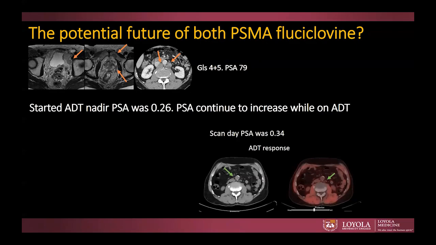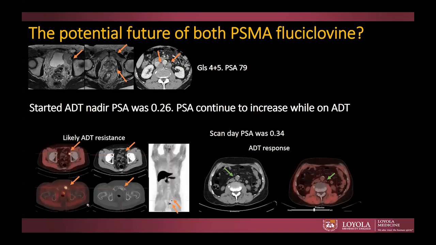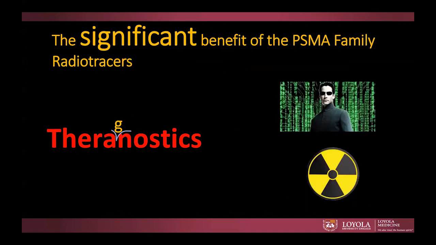And you can see that the retroperitoneal lymph nodes were completely melted and had no uptake, and that's likely due to ADT response. However, he probably also has an ADT-resistant cell line, because you can clearly see that there is intense uptake within the pelvic lymph node and the pubic bone.